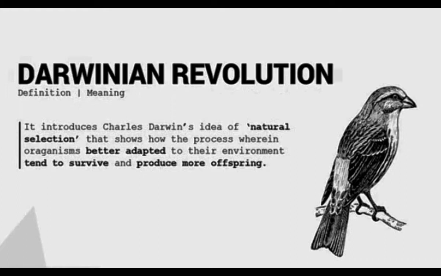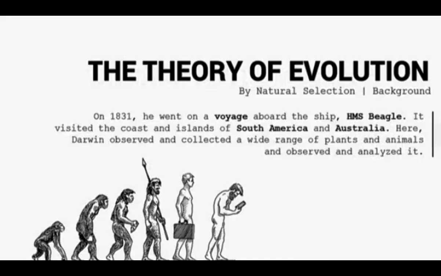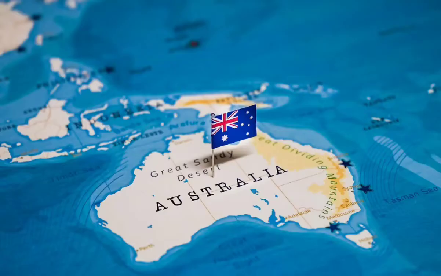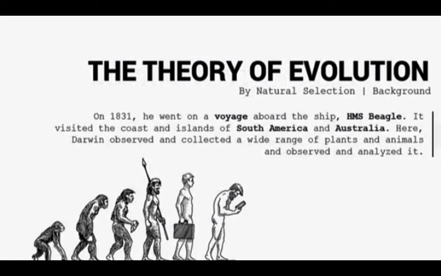Darwinian Revolution. It introduces Charles Darwin's idea of natural selection, which shows how organisms better adapted to their environment tend to survive and produce more offspring. The theory of evolution. In 1831, he went on a voyage aboard the ship HMS Beagle. It visited the coast and islands of South America and Australia. Here, Darwin observed and collected a wide range of plants and animals and analyzed them.